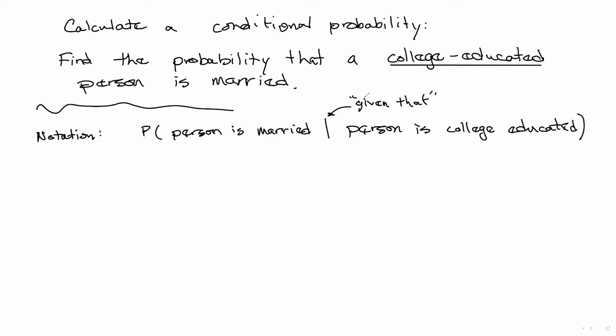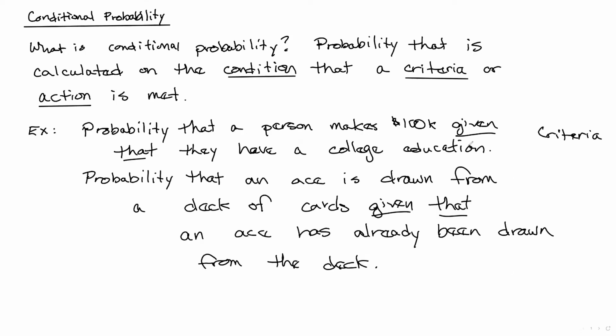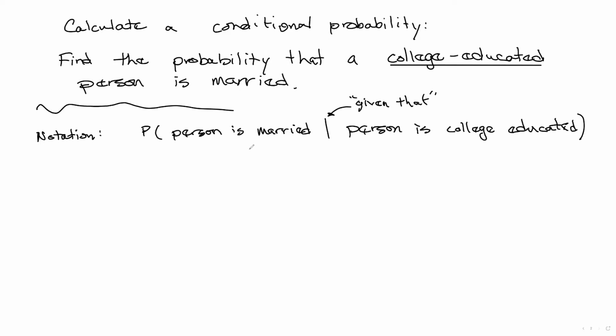And if you pop it in, then it turns exactly into the language that I initially used to describe conditional probability. Person is married, given that person is college educated, right? Person makes 100K, given that they have a college education. All right, so this would be the thing that we're finding the probability of. This is the condition. All right, so that's how it works. The thing we're finding the probability of goes first, and then the condition goes second.